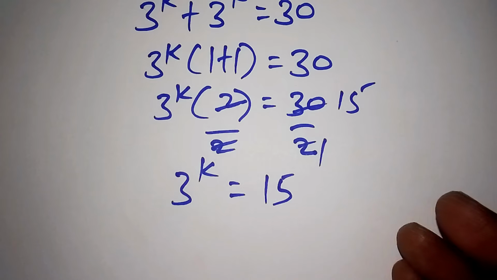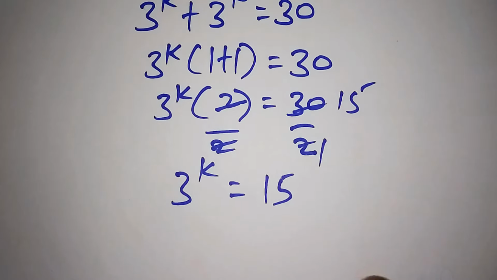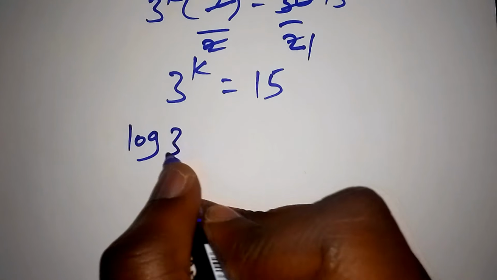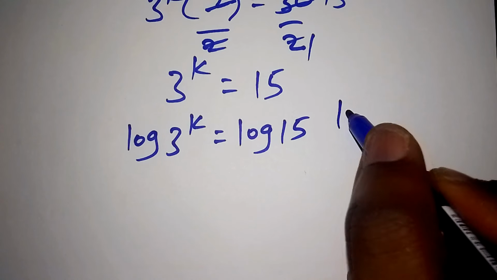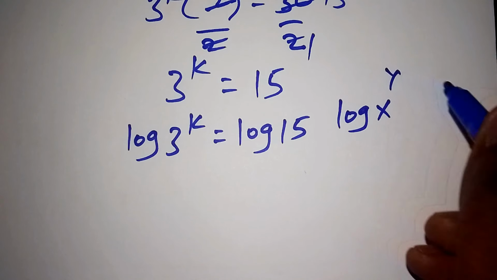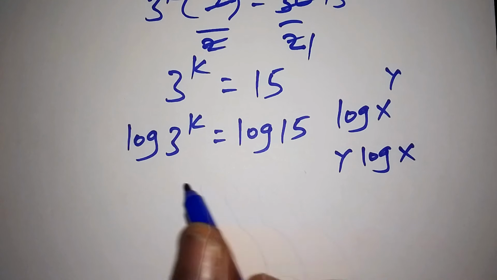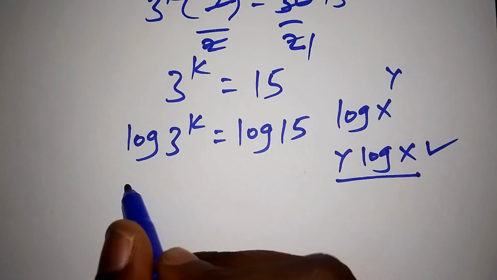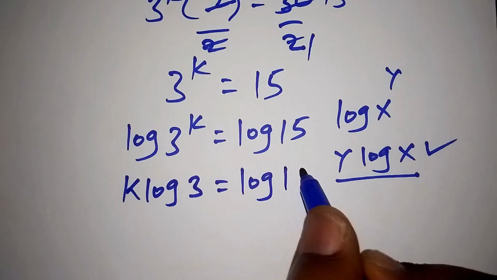This solution still hasn't given us the value for k. So what do we do next? Let's change everything to the log. Let's introduce the log on both sides. In this case we shall have the log of 3 to the power of k equals the log of 15. Assuming that we have the log of x to the power of y, this can be solved as y log x. So the log of 3 to the power of k we can change into this form of y log x. That now shall be k log 3 equals log 15.